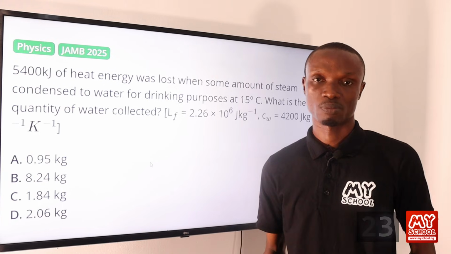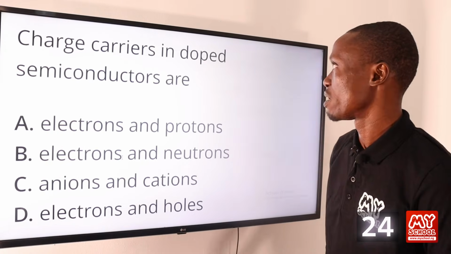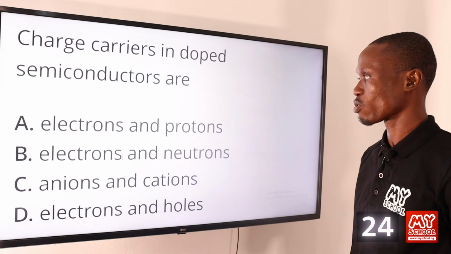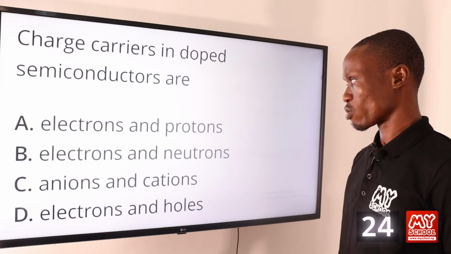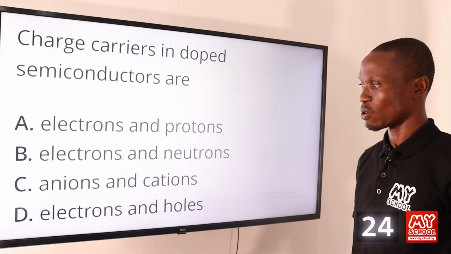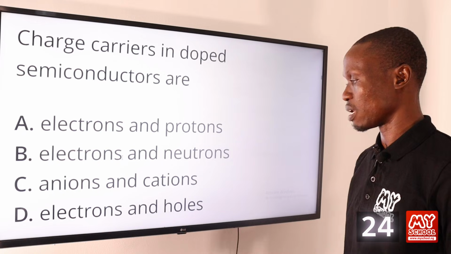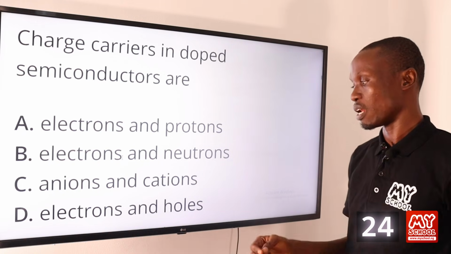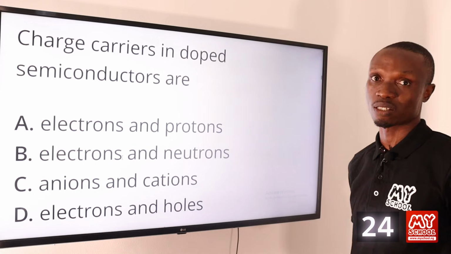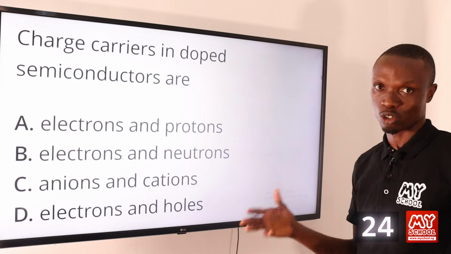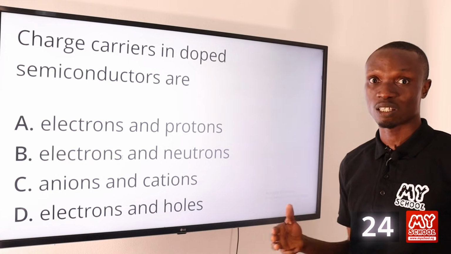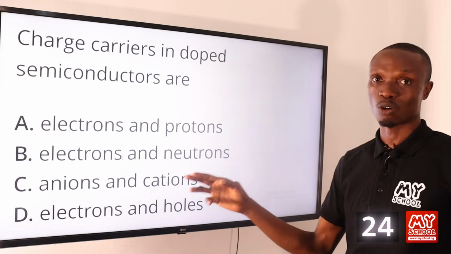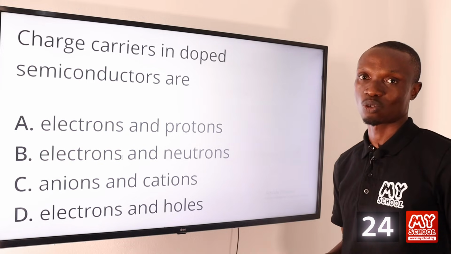2.06 kilogram. Question 24. Charge carriers in doped semiconductors are A, electrons and protons, B, electrons and neutrons, C, ions and cations, and D, electrons and holes. The answer to this question is option D, electrons and holes. So the charge carriers in doped semiconductors are electrons and holes. The electrons are the negative charge carriers, while the holes are the positive charge carriers. So that makes option D the correct answer to this question.